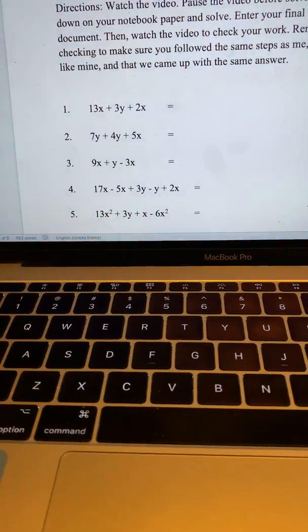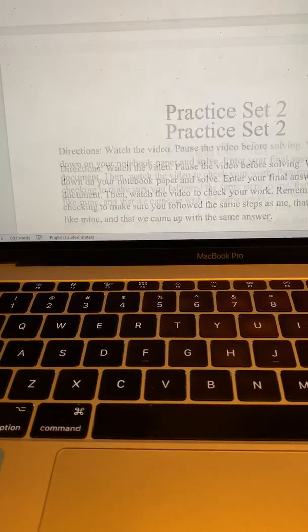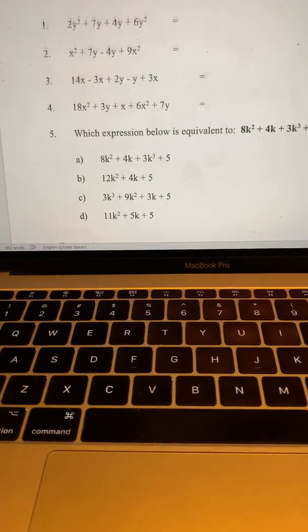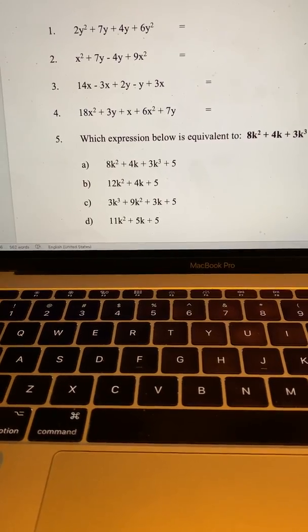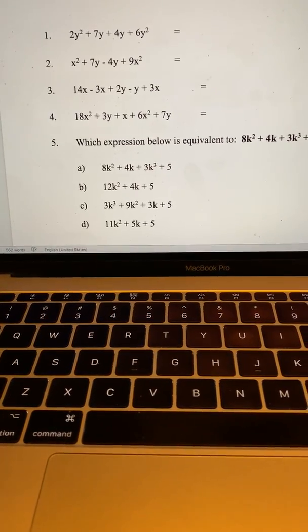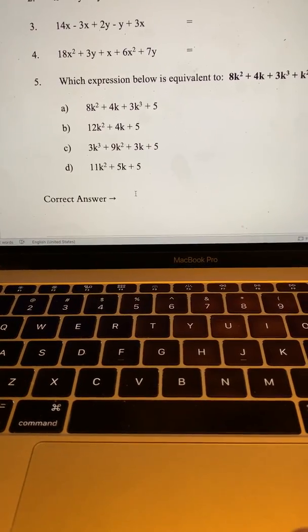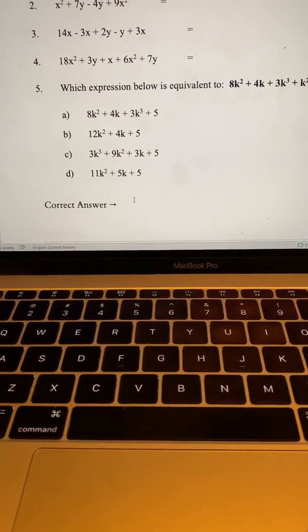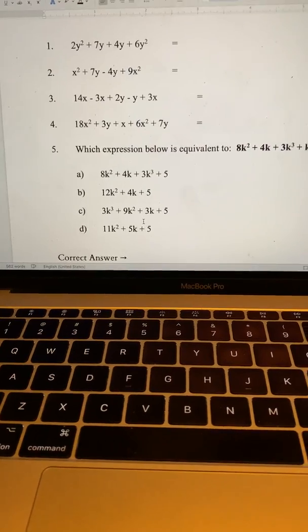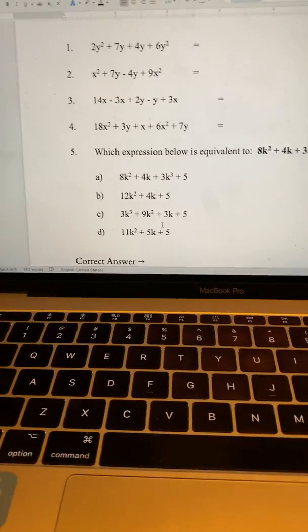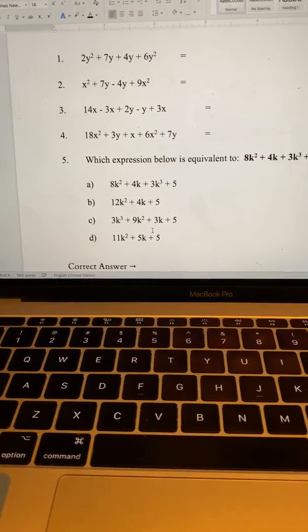Make sure you have put your answers on the computer. And then when you are ready, you'll start at practice set 2. Make sure that you are writing down the problems on your piece of paper and then solving them. You'll pause the video and come back. Notice for number 5, it asks you for your correct answer. You'll put A, B, C, or D. Okay, go ahead and start with number 1 by pausing your video now.